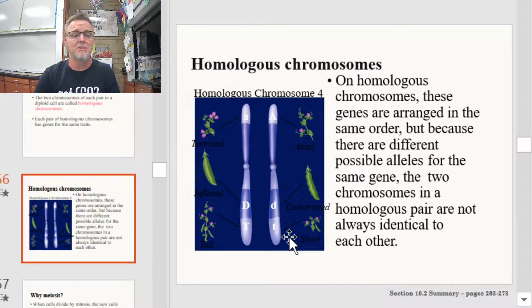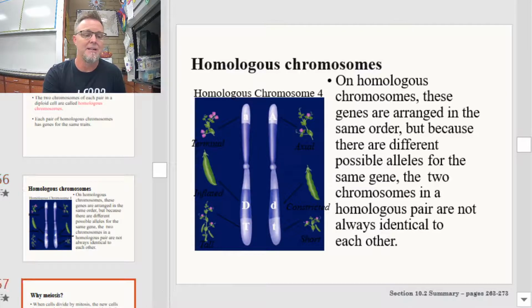Now, once we get into genetics, you're going to start to understand which of those 2 alleles we're going to see in the mirror. That's the rule of dominance and recessiveness, and a discussion for a different day. Now, let's get into meiosis.